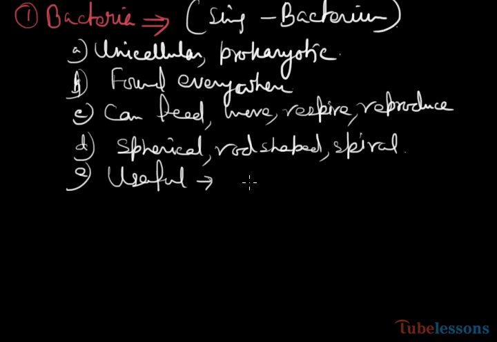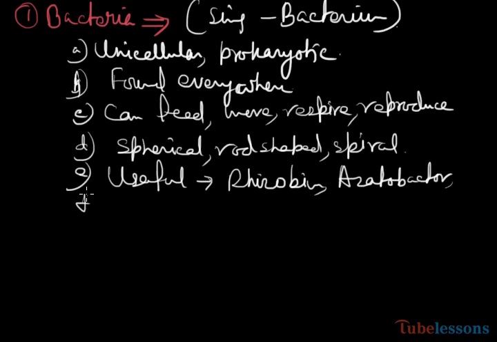For example, Rhizobium, Azotobacter. These bacteria are useful since they can enhance the nitrogen in soil. So they engage in nitrogen fixation in soil. And some are harmful too. Harmful bacteria like Mycobacterium tuberculosis.